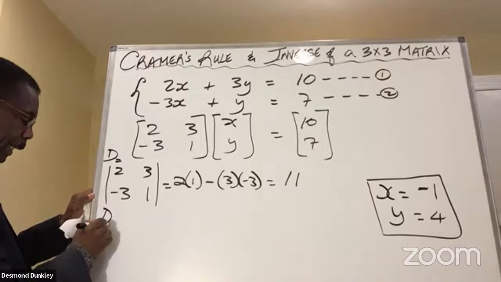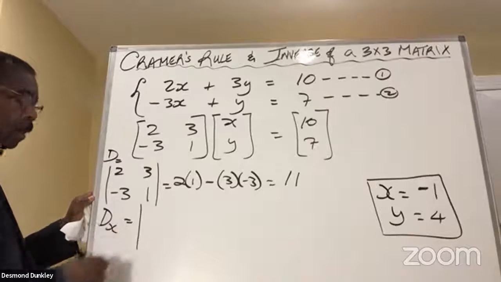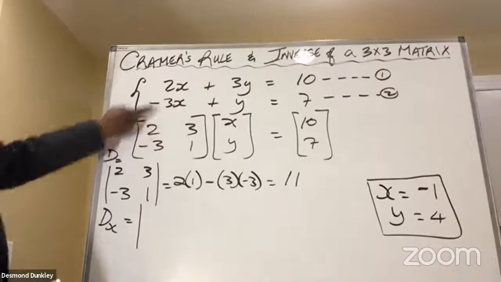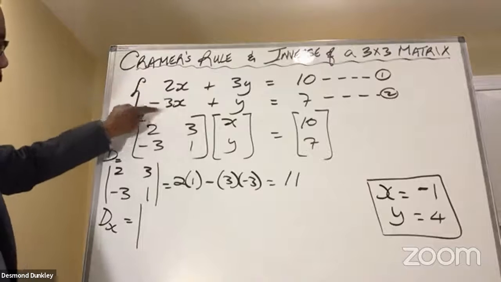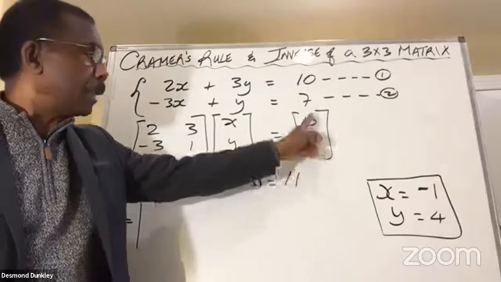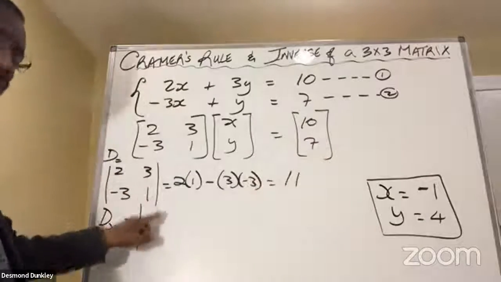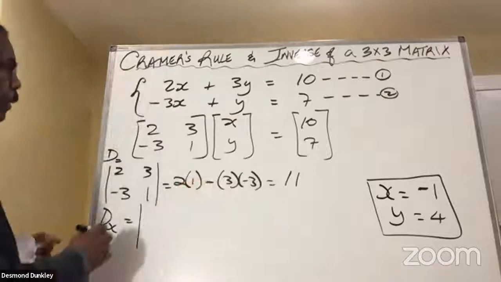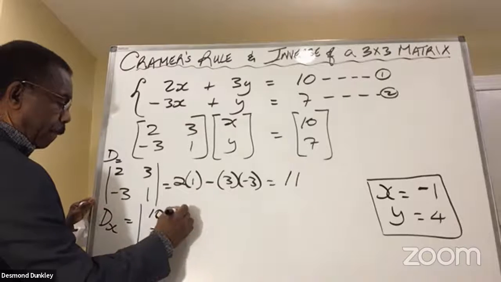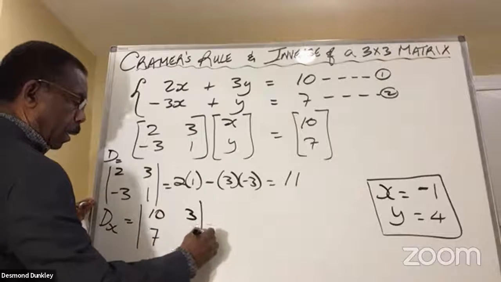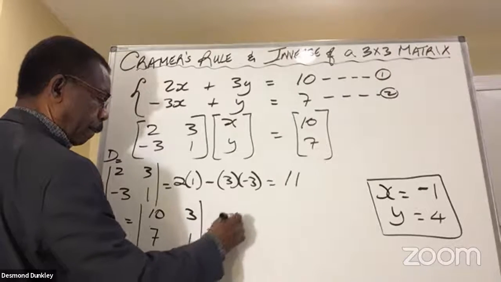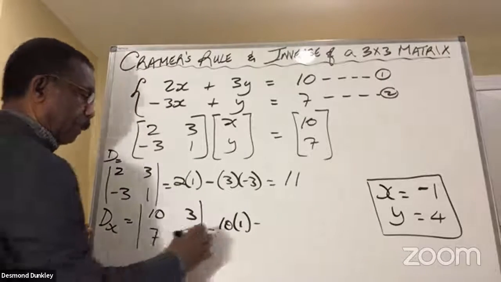Now we need to find Dx. Dx is a determinant that is obtained by taking the column that involves the coefficients of x, 2 and negative 3, and replacing that column with the constants 10 and 7. And then we now have a 2 by 2, and we find the determinant of that matrix. So it's 10, 7. This remains the same because these are y's. When we find the determinant of this, it becomes 10 times 1 minus 3 times 7.